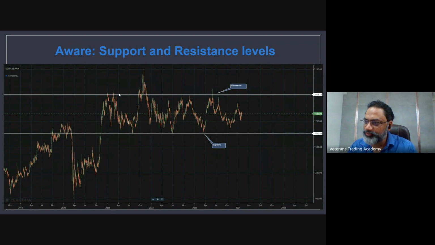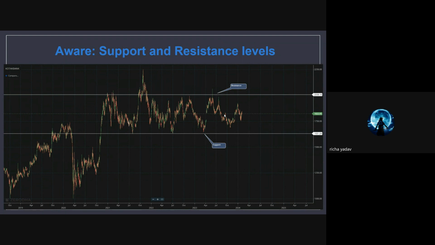Every time it goes to the 2000 level, certain sellers come in, and the stock goes down. Then it again comes down to the 1630 level, buyers come in, and it again goes to the 2000 level. So we can assume that these are the support line and resistance line. Resistance is somewhere close to 2000, and support is 1630, and this has been going on for a long time. We'll assume that it will remain unless it is broken or it shows some pattern.